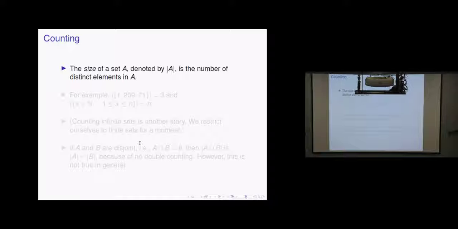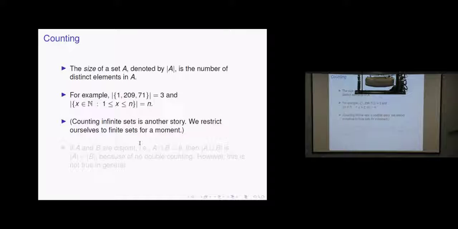The size of a set, let's assume the set is finite for a moment, denoted by the absolute value of the set A, is the number of distinct elements in A. For example, if you have this set, there are 3 elements, so the size of this set is 3. Now suppose you have integers from 1 up to n, you have exactly n integers, so the size of this set is n. It's very easy to understand.